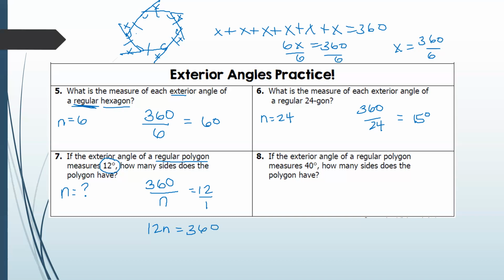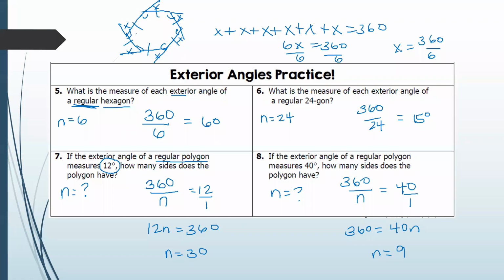Divide both sides by 12. So this was a 30-gon. Okay. In number 8, if the exterior angle of a regular polygon measures 40, so one exterior angle is 40, how many sides does this polygon have? Try this now.